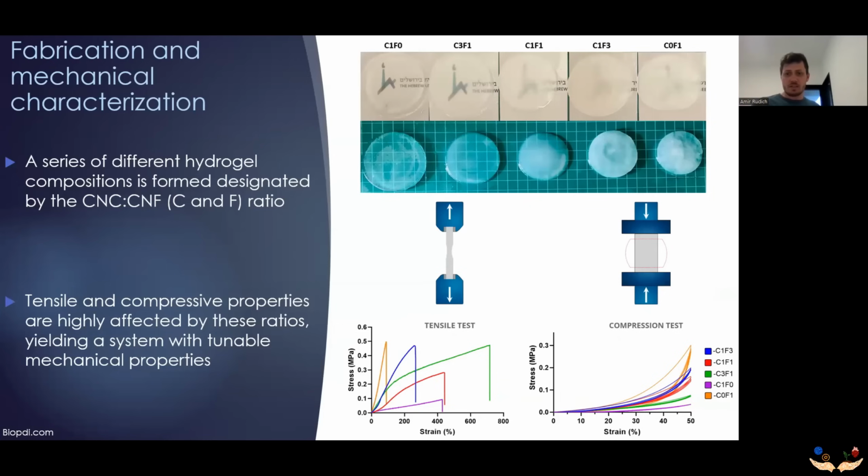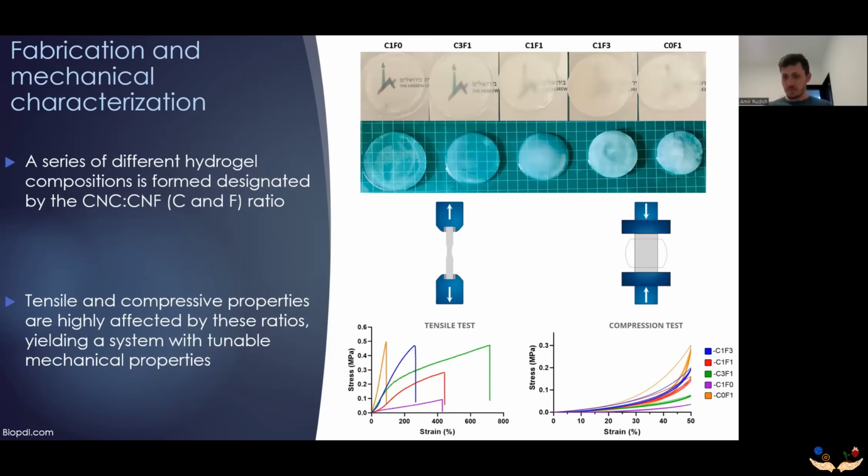We then tried to perform both compression and tensile mechanical tests on hydrogel samples. What we saw is that we are actually able to really tune the mechanical performance of the samples depending on, again, which nanomaterial we embed into it. So if you look at, for instance, the purple sample, C1F0, where CNC alone was embedded, you can see that we are able to make a relatively soft but stretchable material.